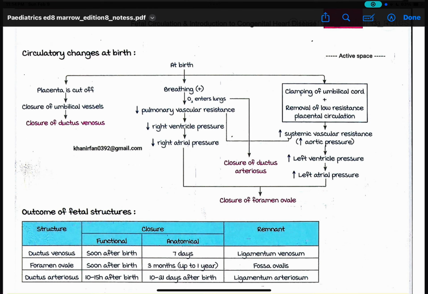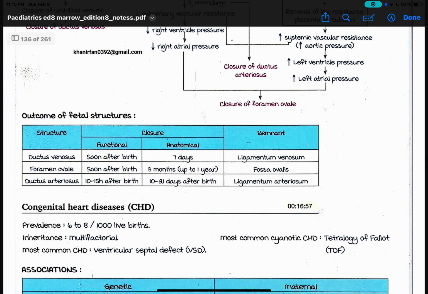Circulatory changes at birth. At birth, the placenta is cut off. Closure of umbilical vessels, closure of ductus venosus. At birth, breathing is present: decreased pulmonary vascular resistance, decreased right ventricular pressure, decreased right atrial pressure. Clamping of umbilical cord plus removal of low resistance placental circulation causes increased systemic vascular resistance, increased aortic pressure, increased left ventricular pressure, increased left atrial pressure. So right pressures are decreasing due to breathing and left pressures are increasing. This will cause closure of ductus arteriosus and closure of foramen ovale.